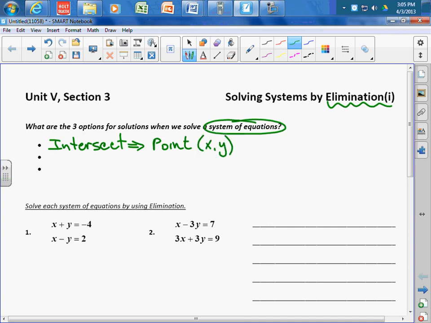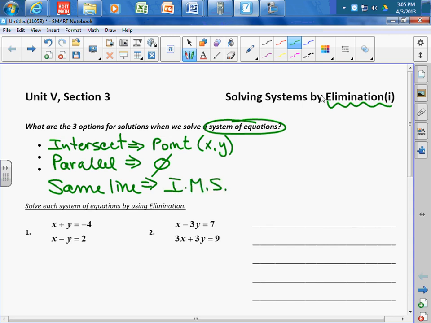And then the second thing that could happen is that the two lines could end up being parallel. Now, if that's the case, there's no solution because the two lines don't intersect at all. And then the third option could be the fact that they end up being the same line. And when they're the same line, they have infinitely many solutions. All the points are in common.